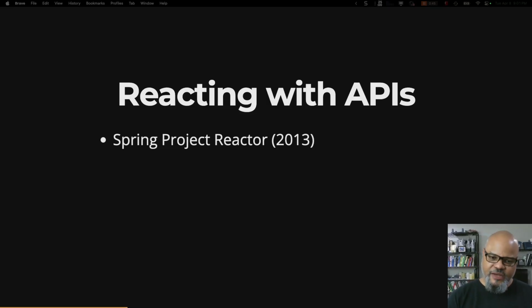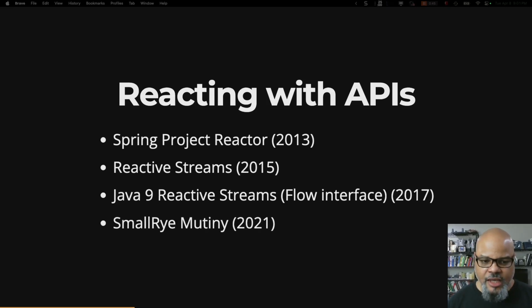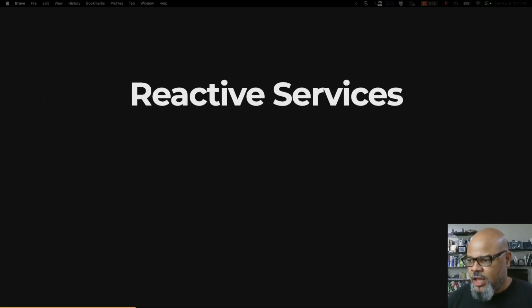Also in 2013, we had Spring Reactor, which is another set of APIs for working with reactive techniques. We had Reactive Streams, which actually made their way into Java 9 using the Flow interface in 2017. SmallRye Mutiny, which is used by Quarkus in the Red Hat world, came out in 2021 as well. So that's sort of where the APIs were.